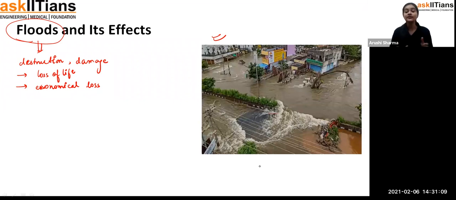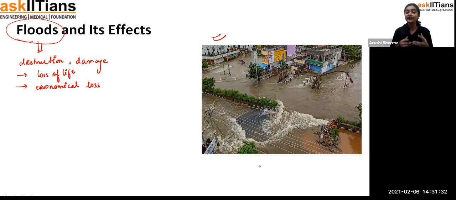There is water everywhere, and people can't go here and there to save themselves. With water all around, people are not going out. How will children go to school, or people go to their offices to do their jobs? You can see that so many things are getting affected: their life is affected, their economic life is affected.